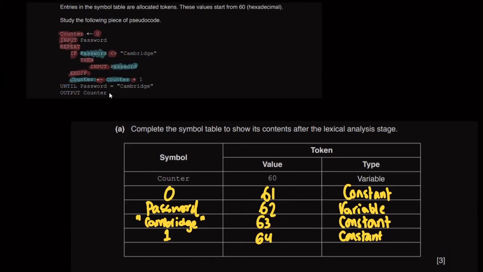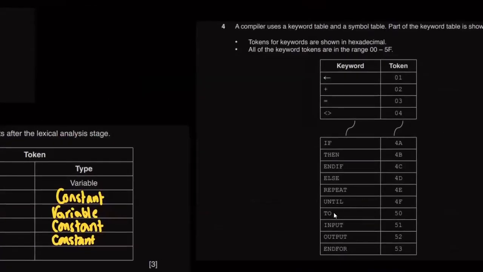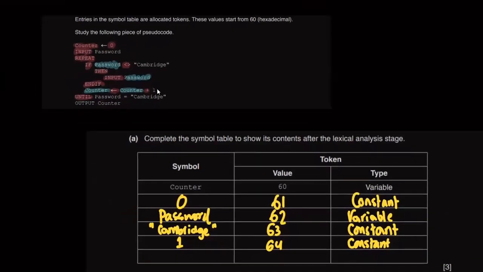So until is again a reserved keyword. It's an ending statement. Again, until is also present in the keyword table, so ignore it. Password, again, we came across this before. It's a symbol and it's already present in the symbol table. Ignore it. We've got equal to. This is a reserved operator present in the keyword table. Ignore it. Cambridge, we already have it in the symbol table. Then again, output, reserved word, counter. Counter is already present in the symbol table. All right, so there you go.